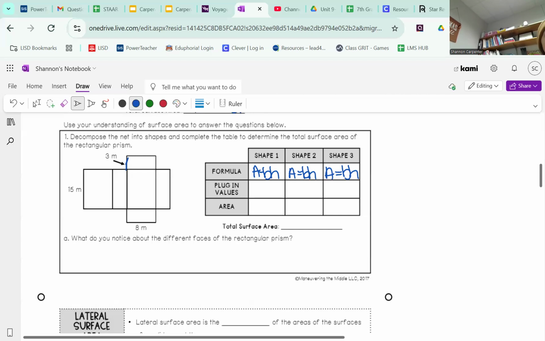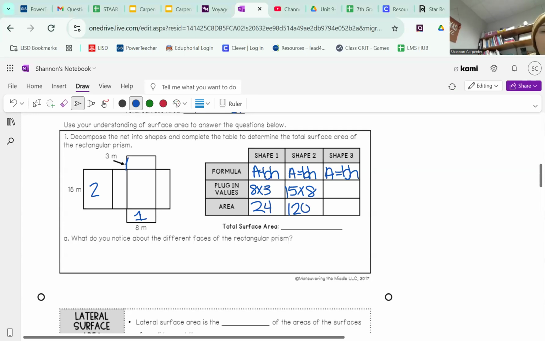All right. But if we're going to do shape 1, let's say shape 1 is this one right here. So we have 8 for that piece, and then we have 3 for the other. So 8 times 3 gives me 24. Now let's say shape 2 is this one. So we have 15 for the length, and for the bottom of it, notice if we wrapped it around, it's going to be 8. So we get 15 times 8, which gives me 120.